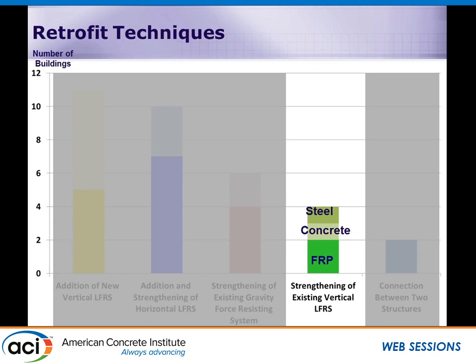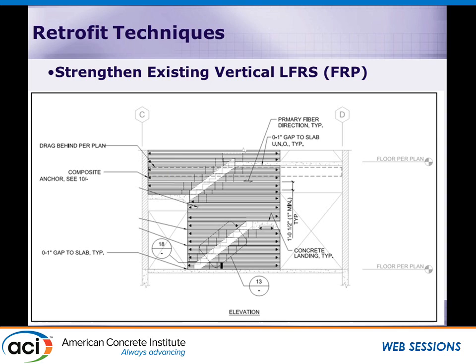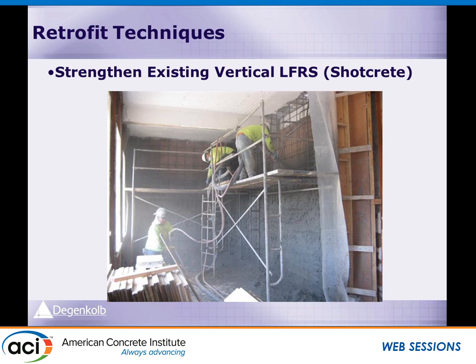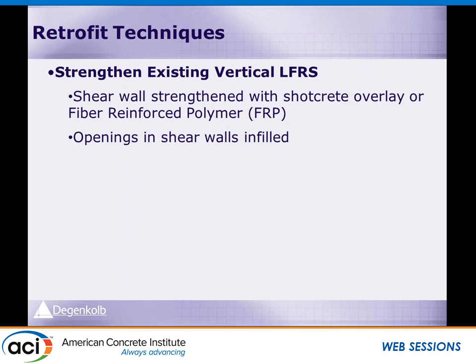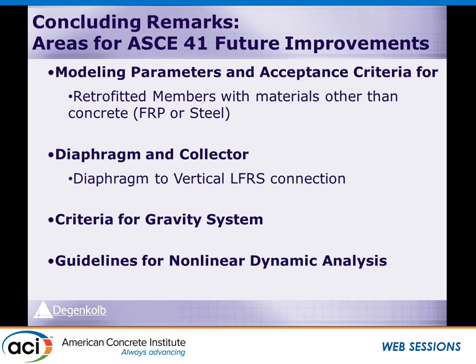And then maybe this is the last one: strengthening of the existing vertical resisting system, which is adding FRP on the existing walls. We also tend to put some anchors at the end, and also do some shotcrete on the existing wall. This is all that I have. Basically, strengthening of the existing vertical system means adding shear walls with shotcrete overlay, fiber reinforced polymer overlay, and sometimes infilling openings in shear walls too. And then I think this is my last slide.